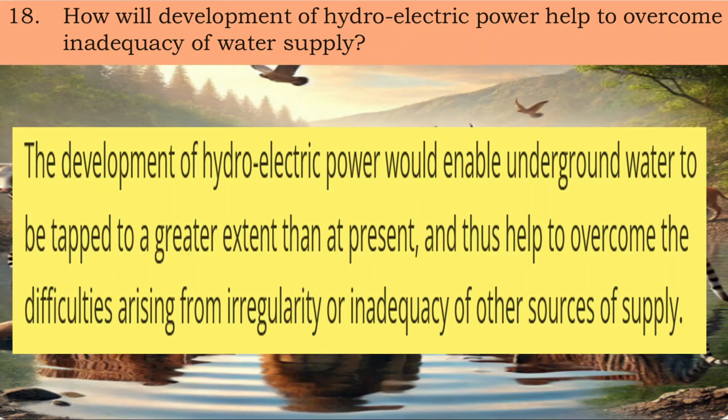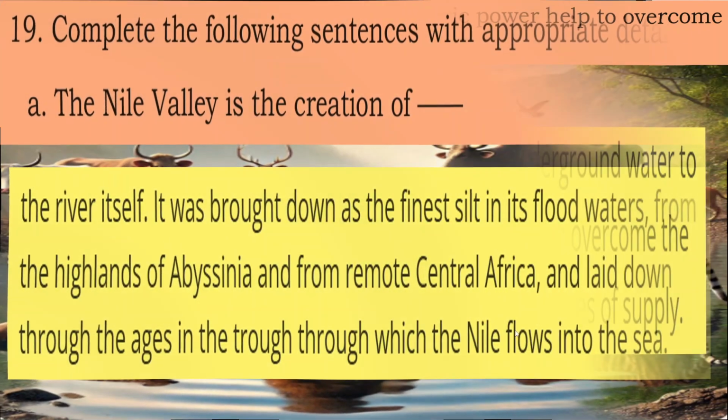18. How will development of hydroelectric power help to overcome inadequacy of water supply? The development of hydroelectric power would enable underground water to be tapped to a greater extent than at present, and thus help to overcome the difficulties arising from irregularity and inadequacy of other sources of supply.